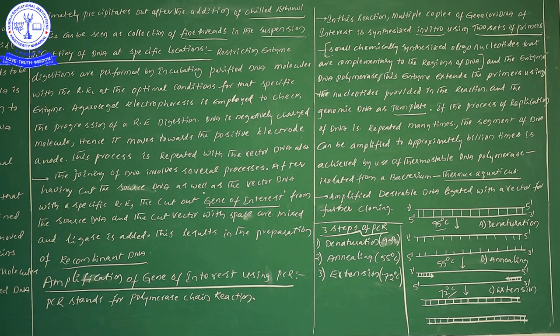Next, the cutting of DNA at specific locations. Now we have the DNA; we obtained it by using the first step. That particular DNA, we have to cut at specific locations. To cut at specific locations, we now have to take the help of... can you guess?